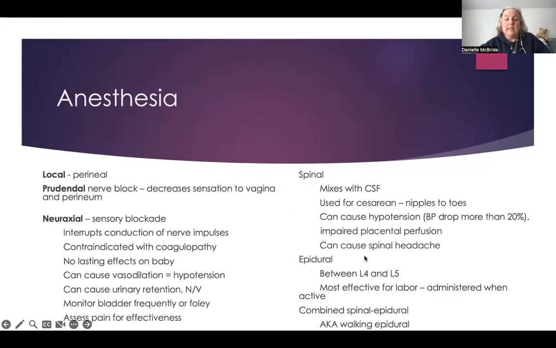The other thing that we use a lot is going to be our epidurals. Okay, so neuraxial anesthesia. So when we think about anesthesia, there's a few different things. One of them is called a pudendal nerve block. This is where they actually inject numbing medication into the pudendal nerve, and it numbs the perineum. So remember where the perineum is. It's going to help decrease the sensation in that area.